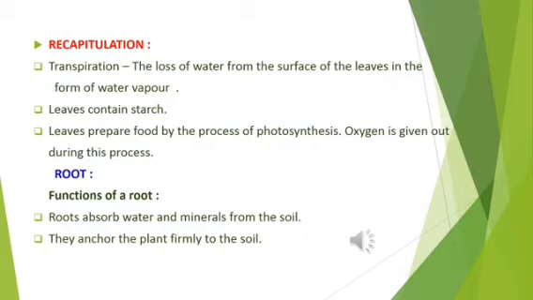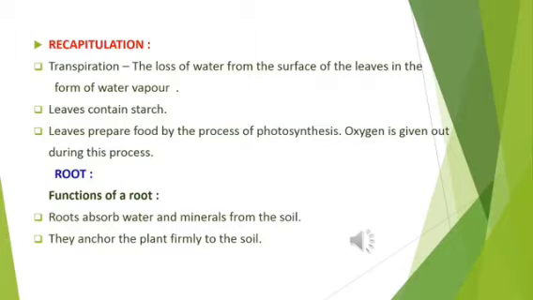Leaves prepare food and store it in the form of starch. Now, do leaves really contain starch? This was proved with the help of an experiment. Leaves prepare food by the process of photosynthesis, and oxygen is given out during the process.